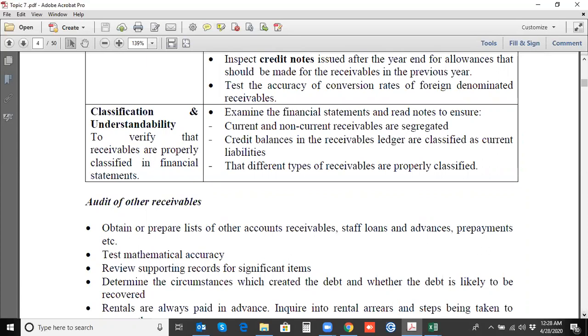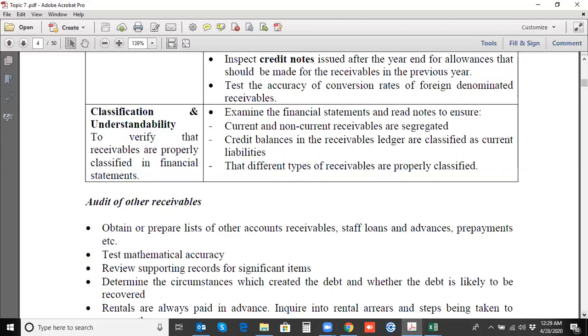Credit balances have been properly classified as current liabilities. We have cases whereby someone is a customer, but maybe he has paid you in advance, and therefore his account has a negative balance. You're not allowed to do a netting off effect in accounting. If he has a credit balance and he's a customer, this should cross over to payables because you have liabilities to pay. Then ensure that the receivables are properly classified in the financial statements.